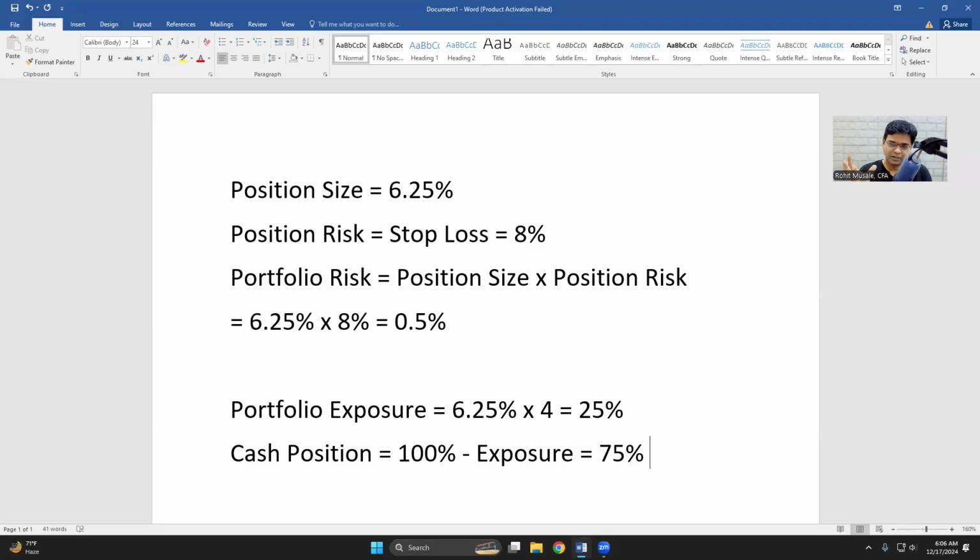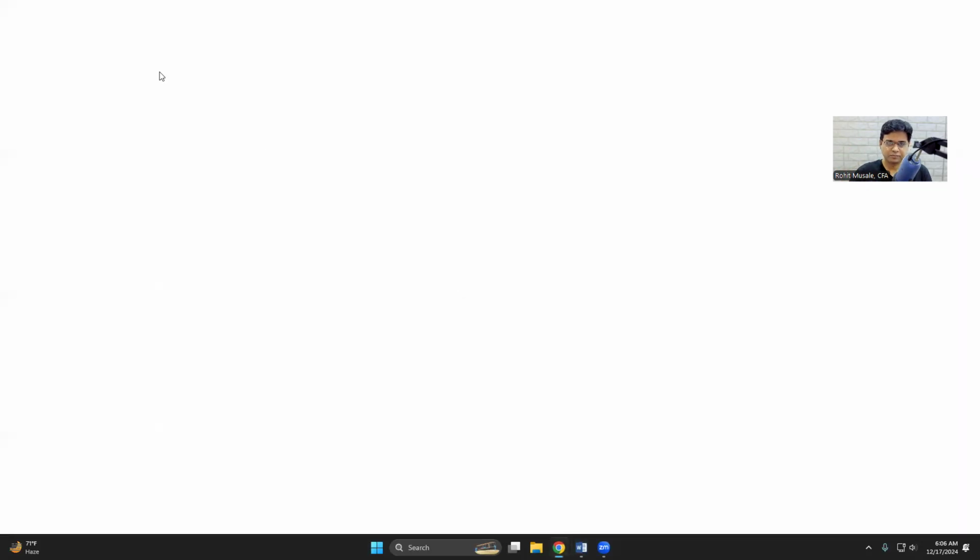Cash means my trading account, my broking account. Okay. Very, very simple concept. There's nothing complicated here. Okay. Now, let's take it one step ahead. Let's go to market conditions.